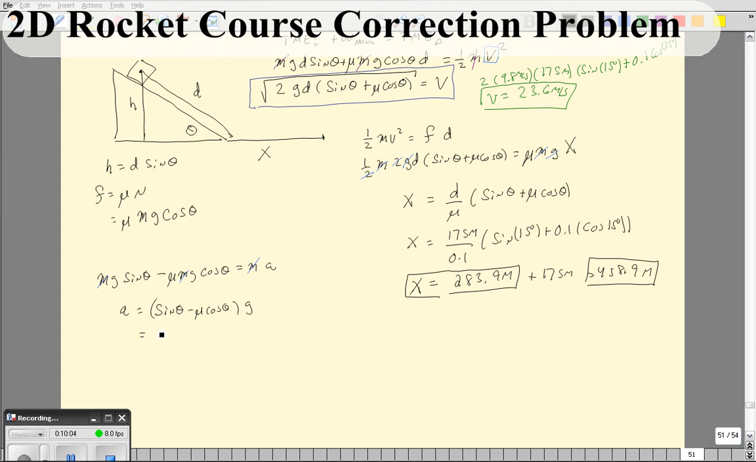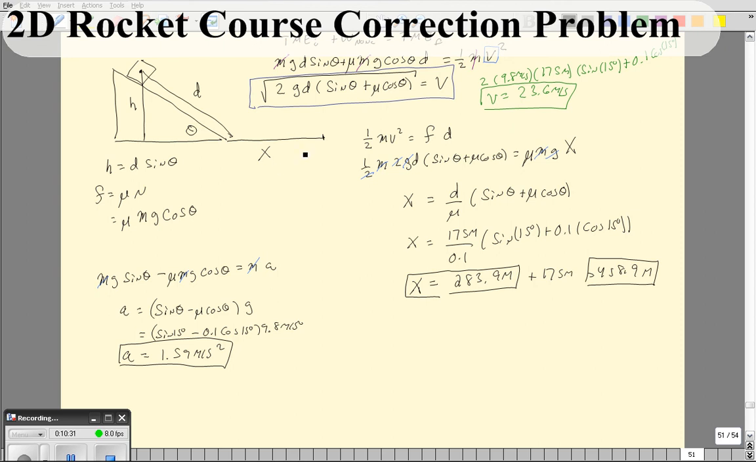So when you put in the numbers, sine of 15 degrees minus 0.1 times the cosine of 15 degrees times 9.8 meters per second squared, you get an acceleration that is positive 1.59 meters per second squared. You'd expect positive because you're going down the hill, and you would expect it to be less than 9.8 because you're not falling, but it is positive.